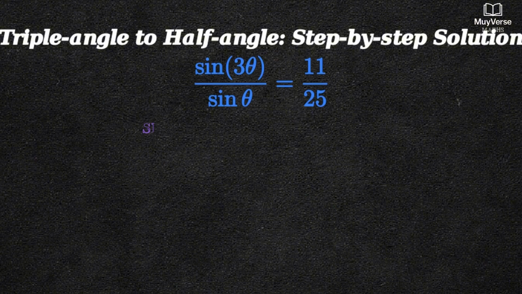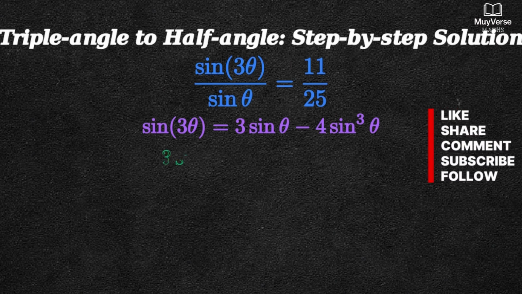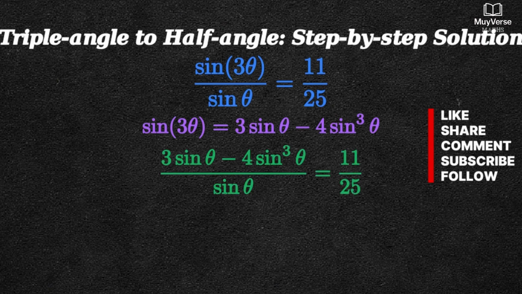Step 1. Use the triple angle identity for sine. Sine of 3 theta equals 3 sine theta minus 4 times sine cubed theta. Substitute this into the given fraction.